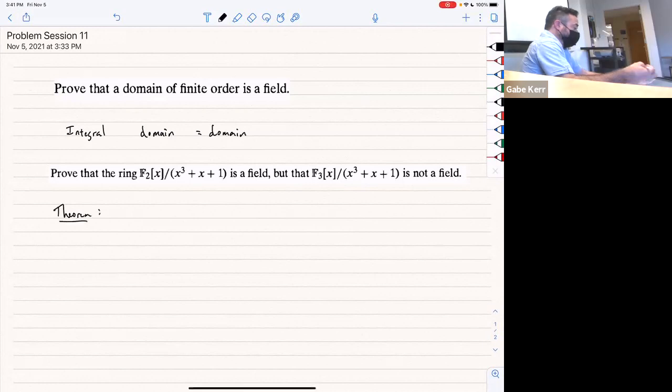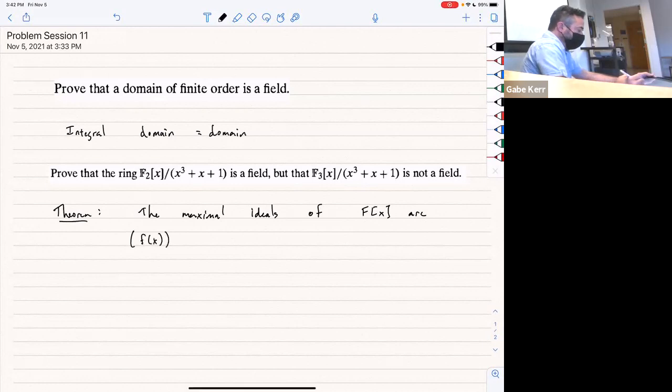proposition, whatever, which is in Artin, says that if the maximal ideals of the polynomial ring F[x] are, well, they're all principal because it's a principal ideal domain. But now you can assume what the theorem says, this is irreducible.